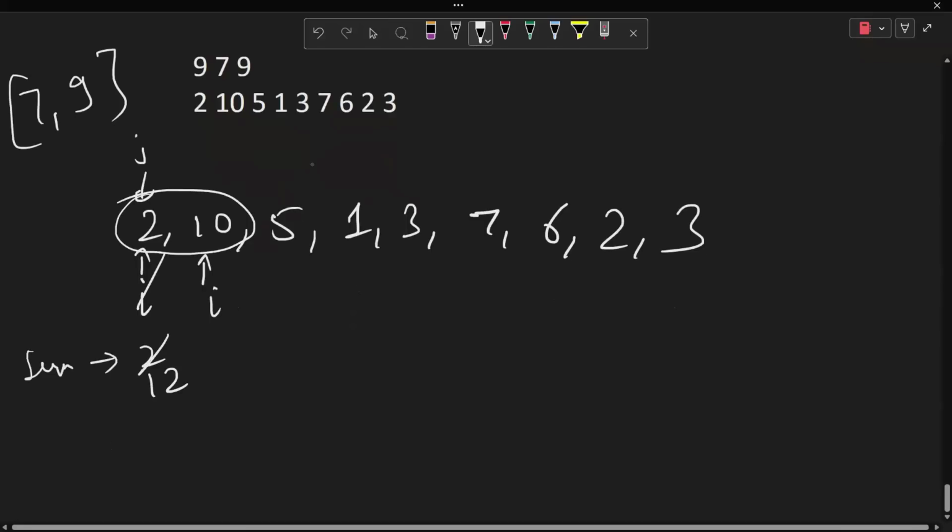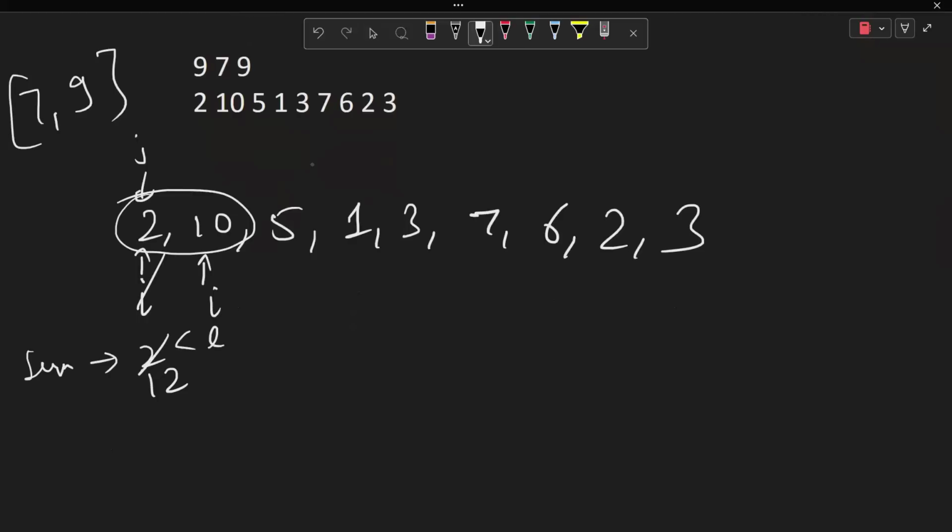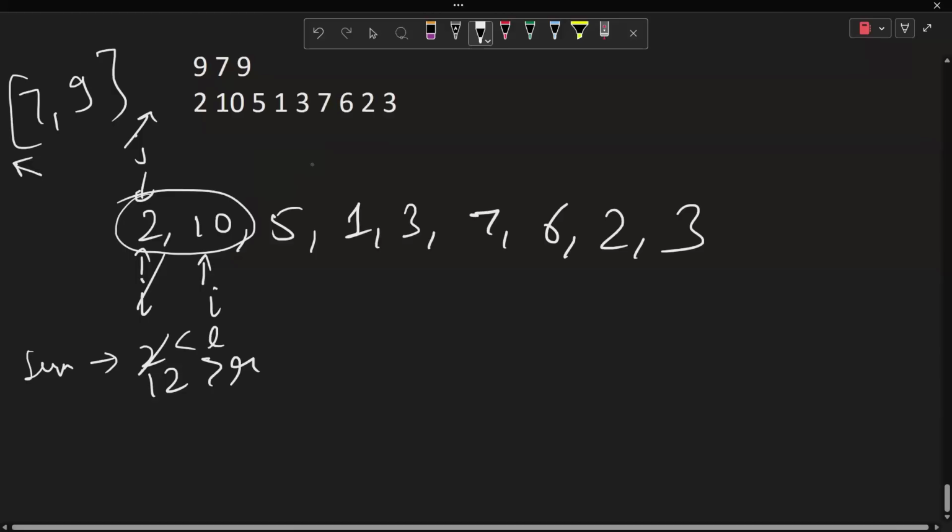For this range, it's the same case which I explained with 2 plus 10. With 2, it was less than L. With 12, it became greater than R. Once it happens that from less than L you reach the greater than R range, you would start excluding from the start. So we'd exclude this 2 and move this J pointer here.